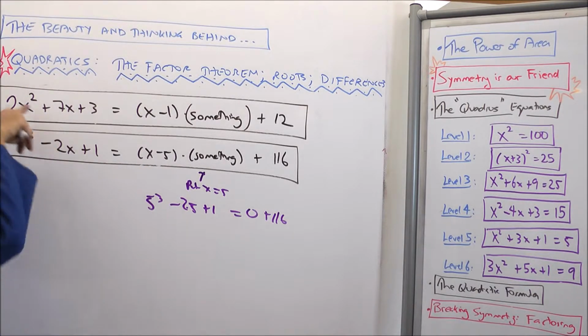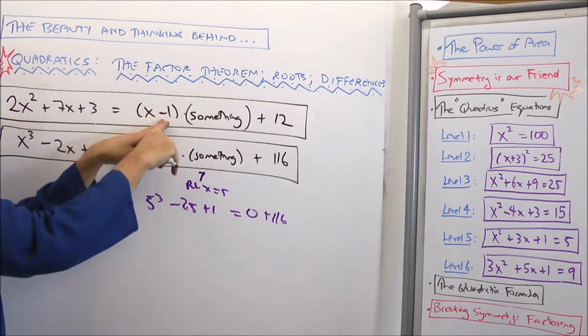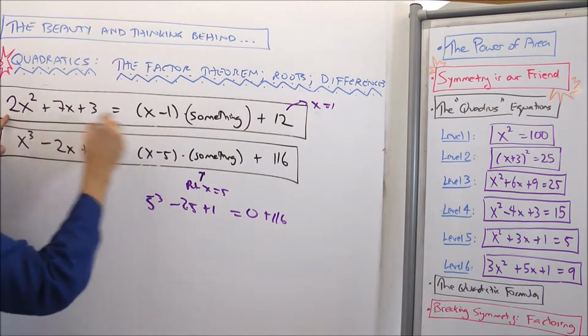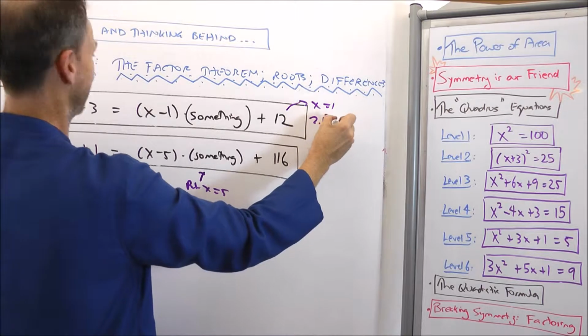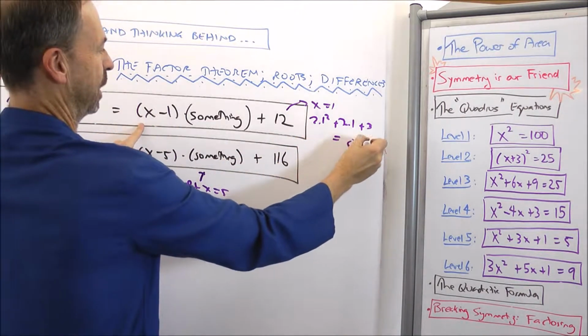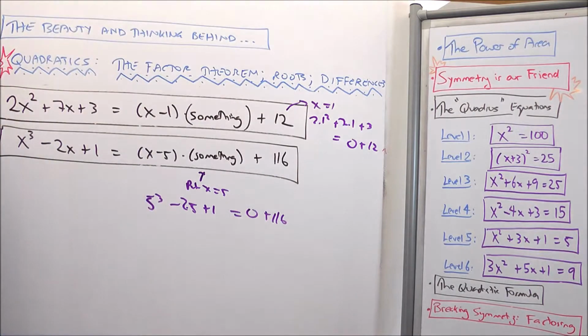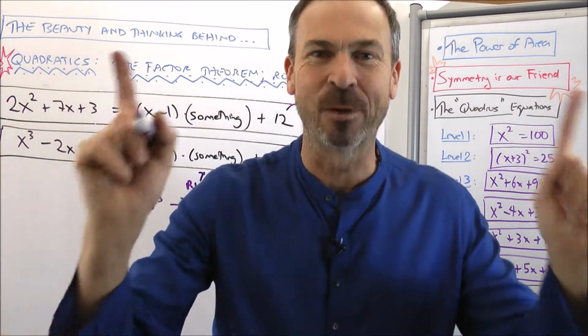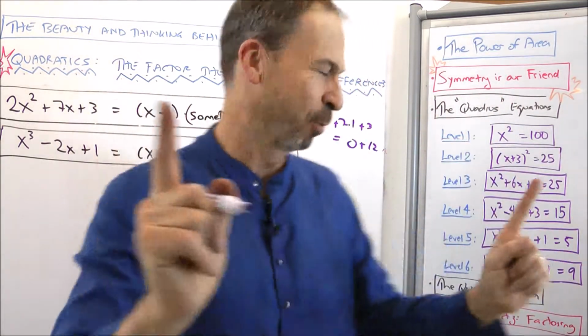True. What's an interesting x value to put in here? Let's put in x equals 1. So you put in x equals 1, you'll get that 2 times 1 squared plus 7 times 1 plus 3 would equal 0 plus 12, which I believe is true. Okay, here's what I think we've just proven.